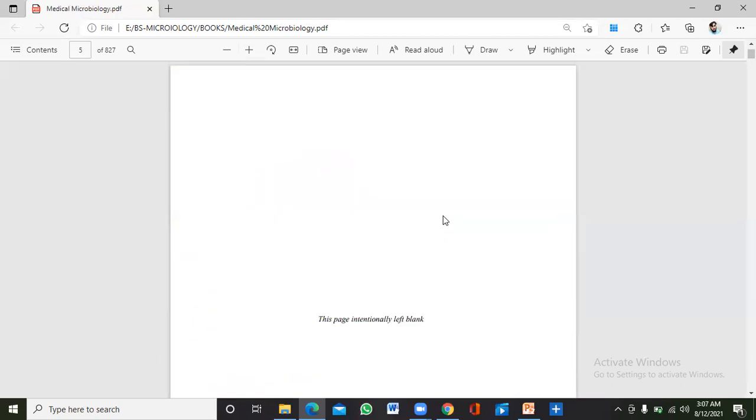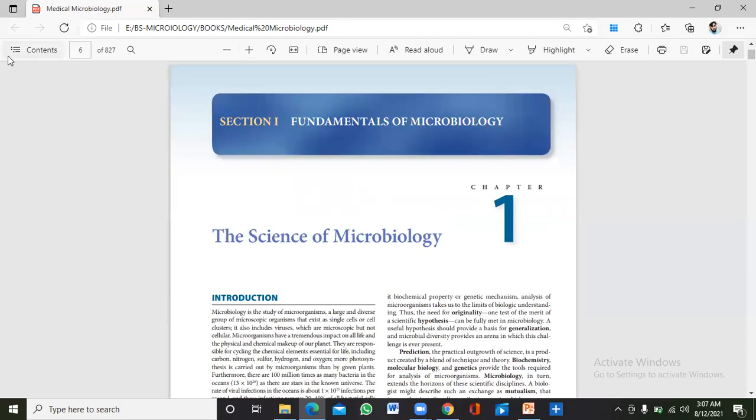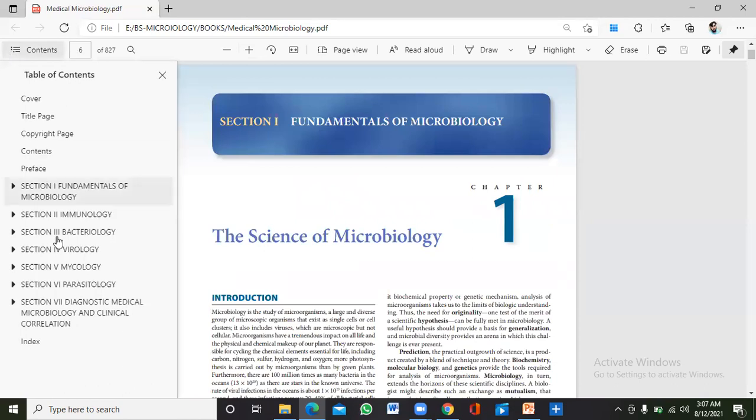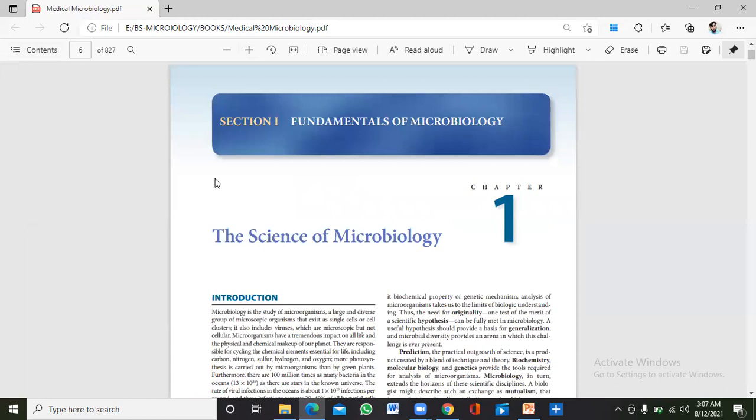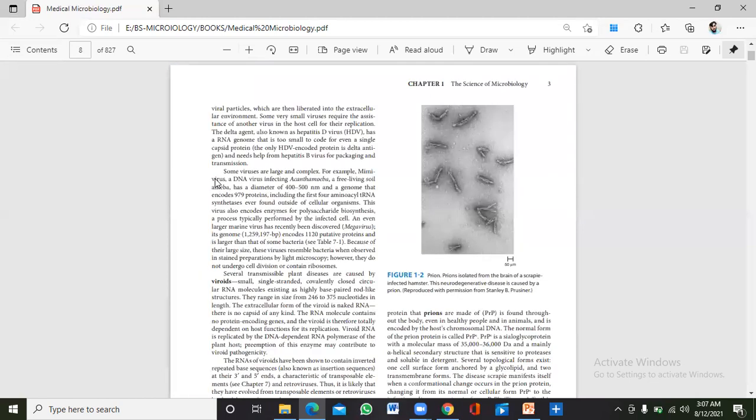Okay, so I want to tell you guys that this book consists of, just look here, 7 sections. The first section is known as the fundamentals of microbiology. It consists of 7 chapters, and all the basics of microbiology are present in this section. If I scroll down quickly, you will see chapter number 1, the science of microbiology, the scope of microbiology.